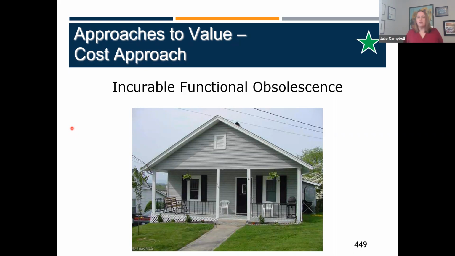It may not be economically feasible to install another bathroom. You may not have the room on the land. You may not be able to do it. And that's an incurable functional obsolescence. Another example of this might be a home that doesn't have centralized AC. Maybe they still have window units, window air conditioning units. It may not be economically feasible to install air conditioning.